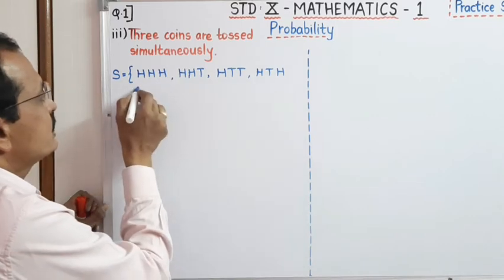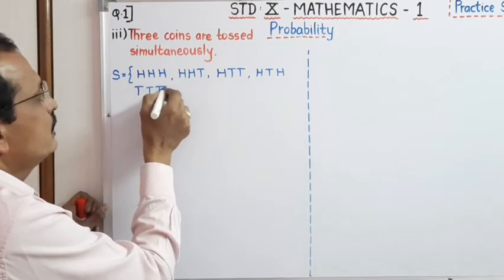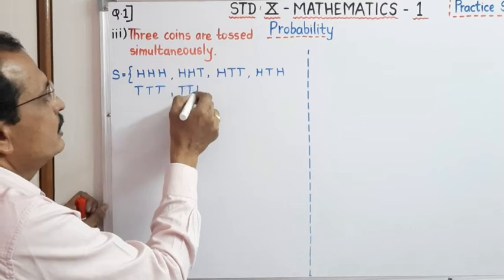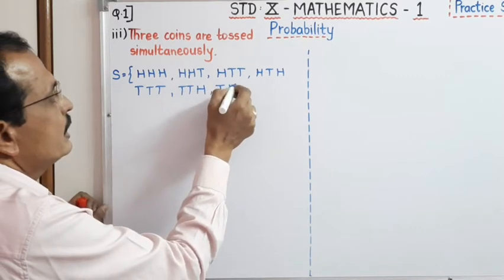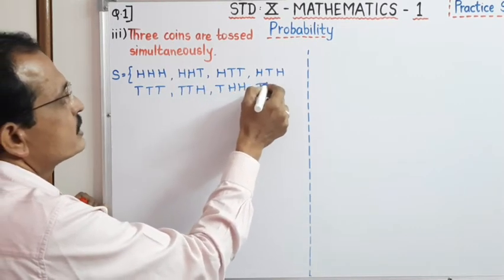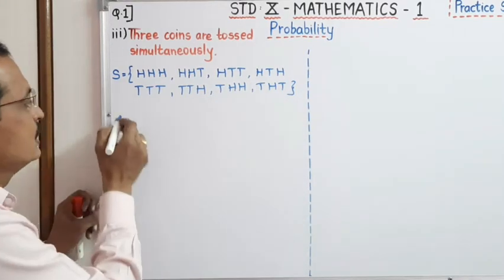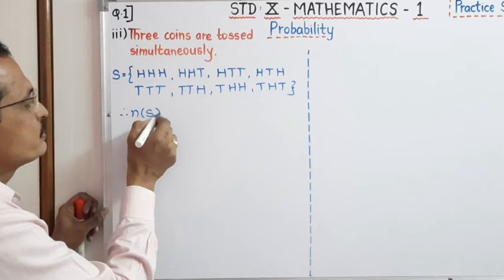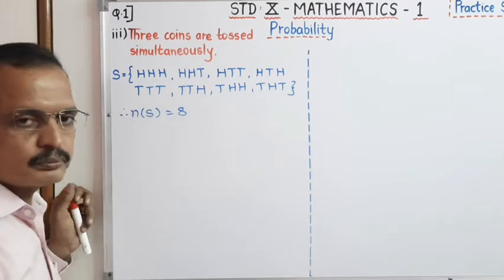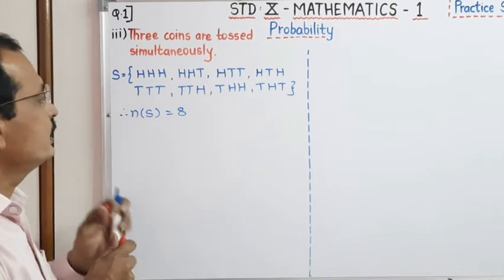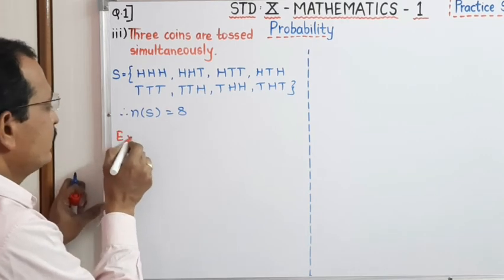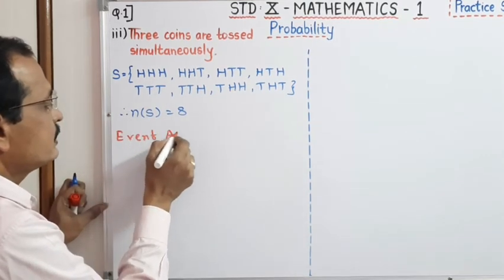Now we have to change to T, T, T. Then T, T, H. Here it is T, H, H. And here it is T, H, T. Like this we have to write the sample space. Therefore the number of sample points is equal to 8. Now we have to write the events. Therefore event A is given.